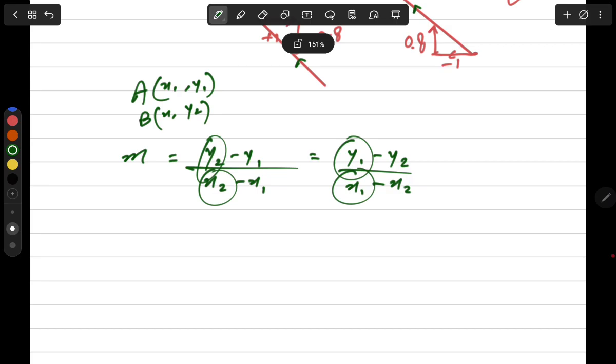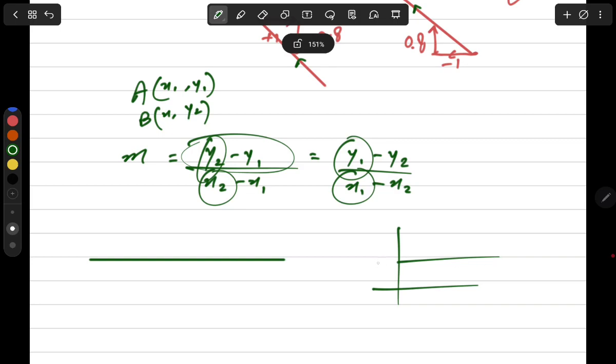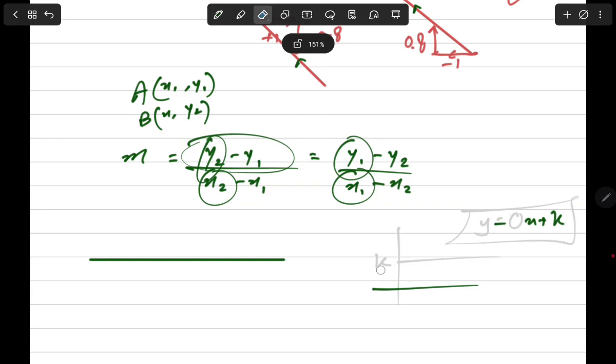Now, a zero gradient means that it is a flat curve, which means what? This means that it's a horizontal line. There is no change in the vertical axis. So this is a line like this. So if it is k, you will write down y equals 0x plus k, right? So we will come to the equations of a line in a bit.